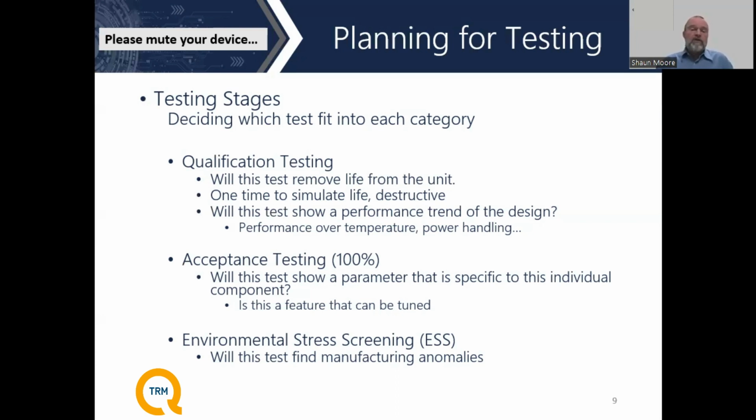So the three main groups are: we beat the unit up to make sure that it can meet its life. Then, as units come off the line, they go through a combination of environmental stress screening to make sure that we don't have any manufacturing defects. And then we test these parts 100% for electrical testing and mechanical dimensions to make sure that they're compliant to the drawing.